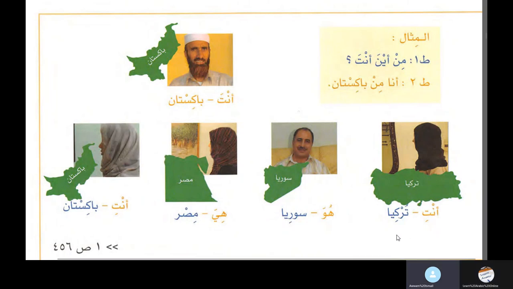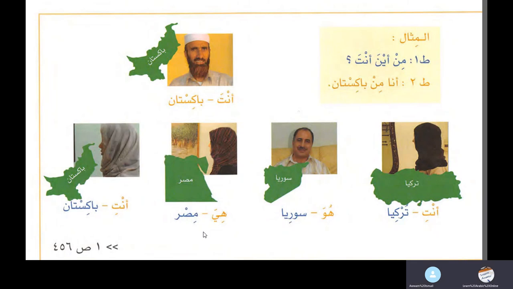Turkiya. Ana min Turkiya. Now you will ask, where is he from? Min aina huwa. Where is he from? What will be the answer? Huwa, he's from Syria. Huwa min Syria. Correct. Now next question, where is she from? So that will be, min aina.